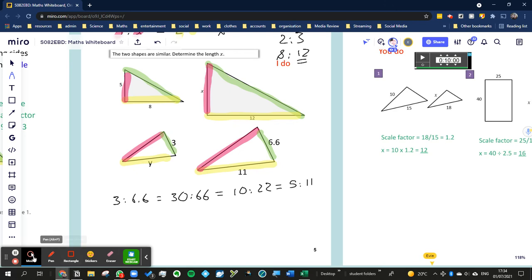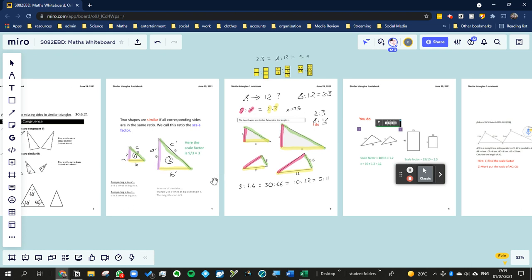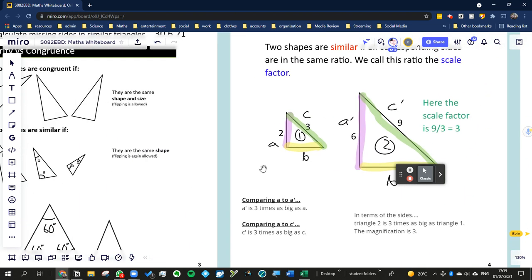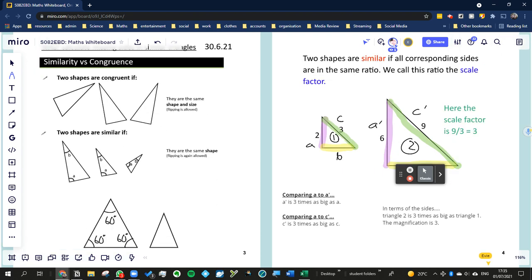Right. So looking at similar shapes. In this case, they're triangles. They're often triangles. Don't have to be triangles, but these are similar shapes. Let's just recap the difference between similar and congruent. Congruent means basically, I guess you could say, exactly the same. They're the same shape and they're the same size. Whereas similar just means they're the same shape, and so one could be larger than the other.